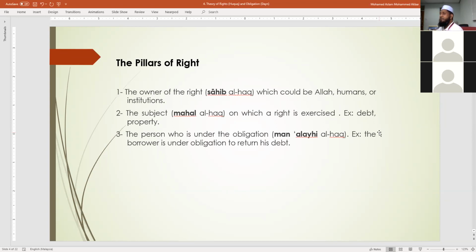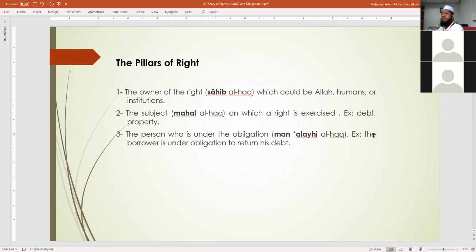All right. So the borrower is under obligation to return his debt. So now, who will become sahibul haq? The person who gives the money. Exactly. The person who gives the money will become sahibul haq. The person who borrows the money will become man alayhi al-haq.